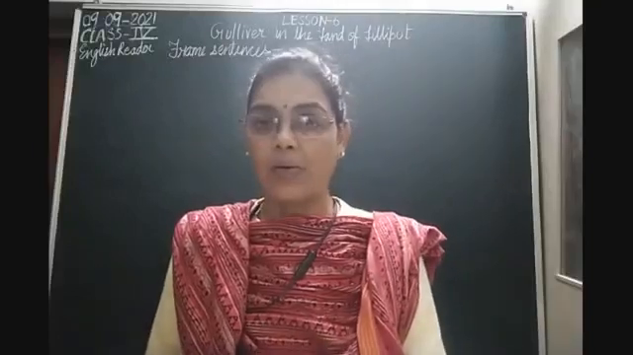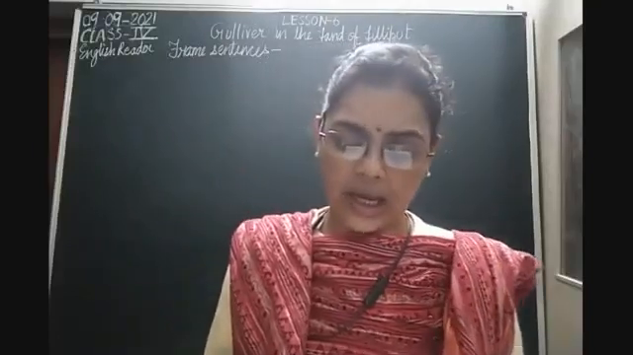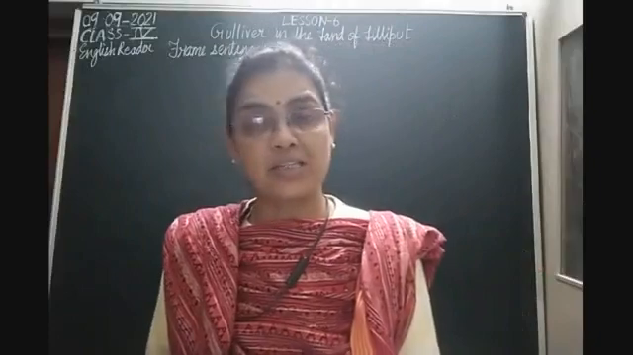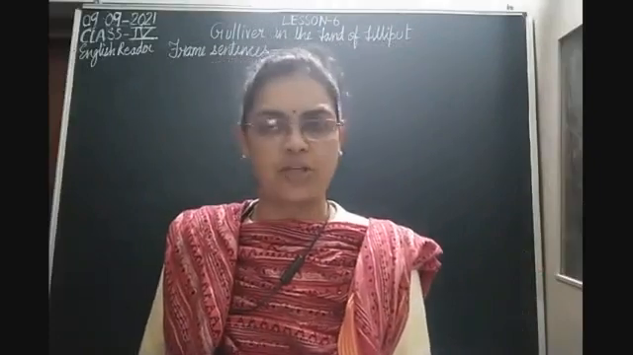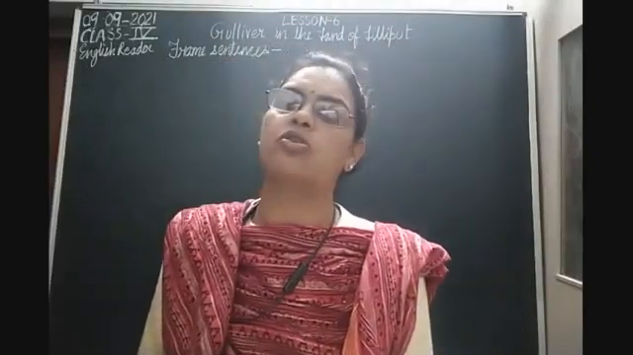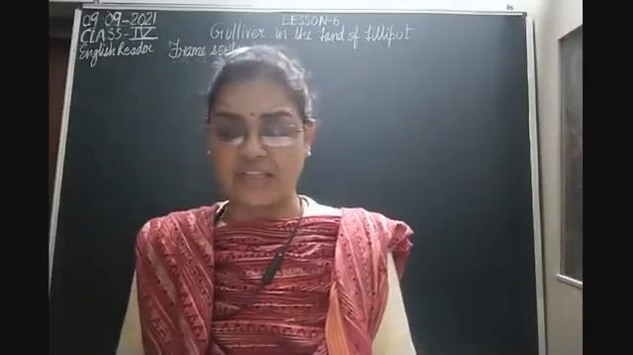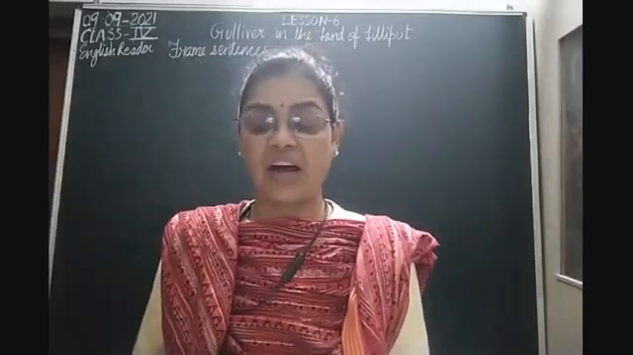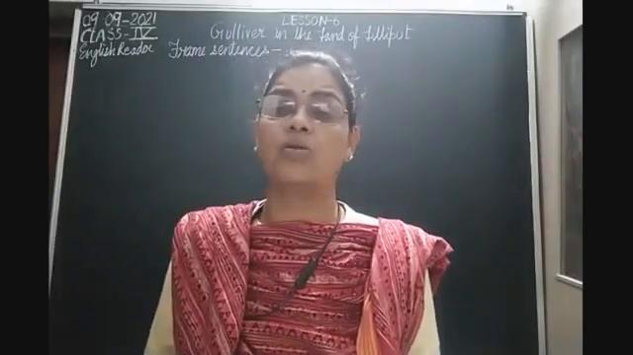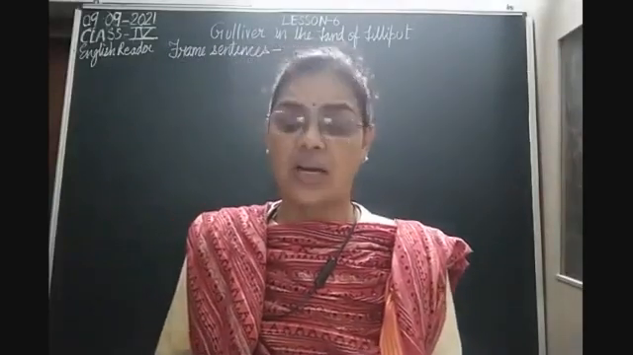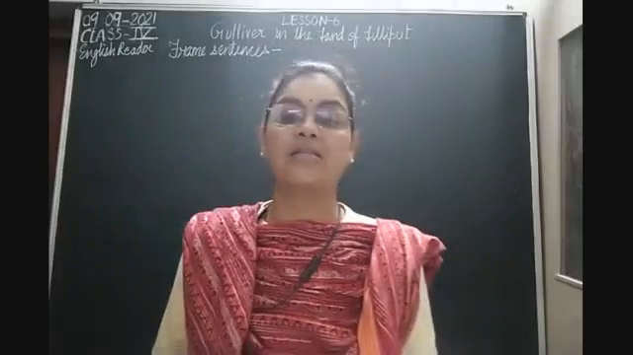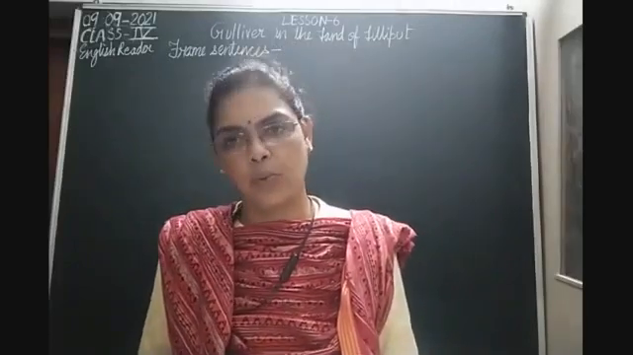Fine. Now, in the last video, children, I had framed sentences using 4 new words of this lesson. So first I'm going to revise and then I'm going to write the fifth one. The first word was fastened, which means fixed. And the sentence is, she fastened the belt tightly around her waist.